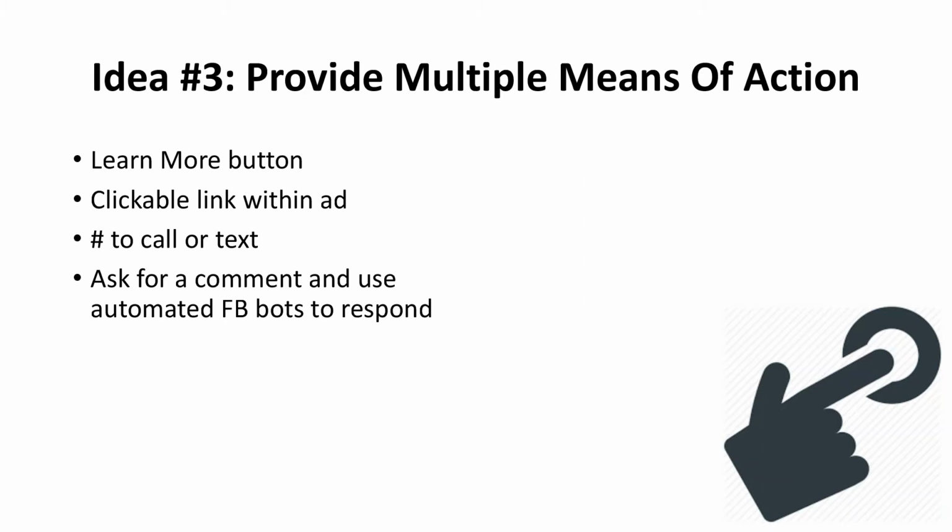Give them a full clickable link within the ad itself, https://www.whatever your link is.com. Give them a number to call or text as well. It doesn't hurt within your call to action to tell them that they can either call or text for more information. Another way to allow them to take action is to specifically ask for comments. Tell them that they can comment on the ad below to ask a question and that you'll answer it. You can even set up your Facebook Messenger bots to respond instantly to comments made below.